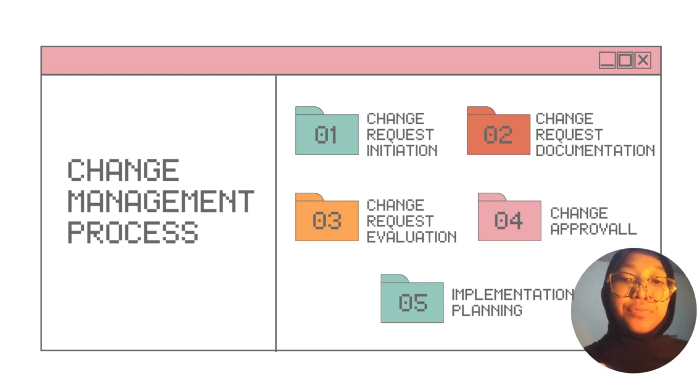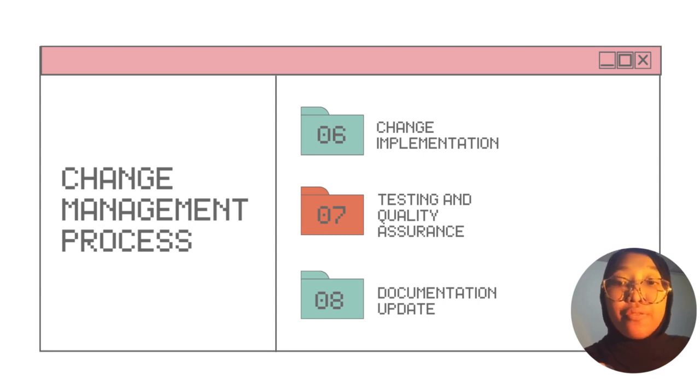The sixth step of the change management process is change implementation. The actual implementation of the approved change is carried out by the development team following the outlined plan. The team ensures minimal disruption to the existing system and conducts thorough testing to validate the correctness and effectiveness of the implemented change. And the seventh is testing and quality assurance.